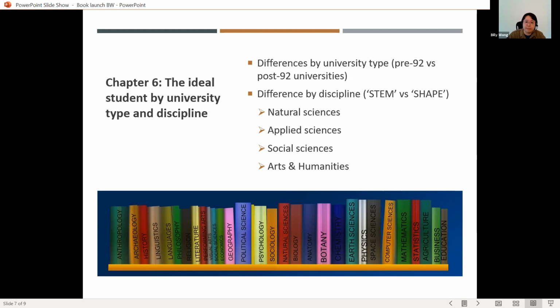different university types. Now we also looked at differences by discipline, and we used STEM and SHAPE as the acronyms, as well as the broader groupings of natural sciences, applied sciences, social sciences, and arts and humanities. Again, as a way to separate, but also bring together these supposedly similar subjects.